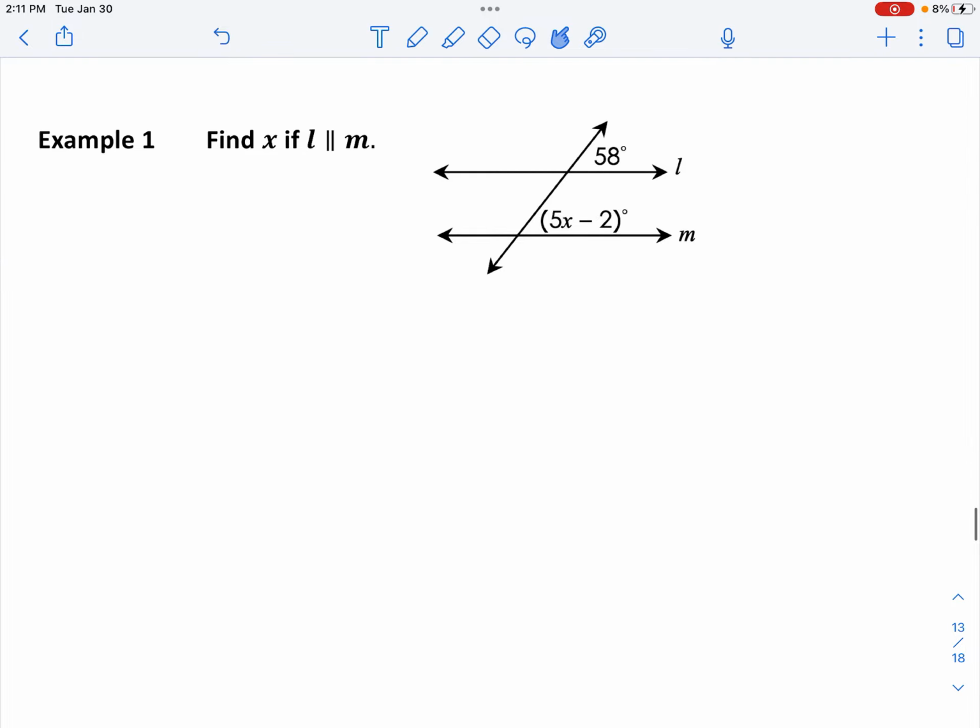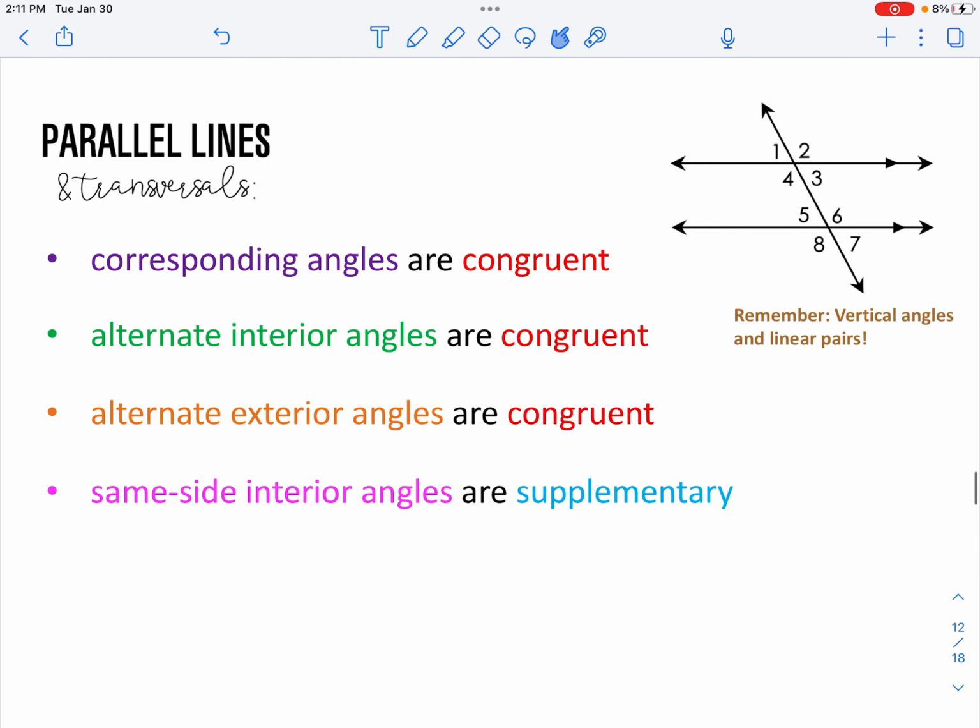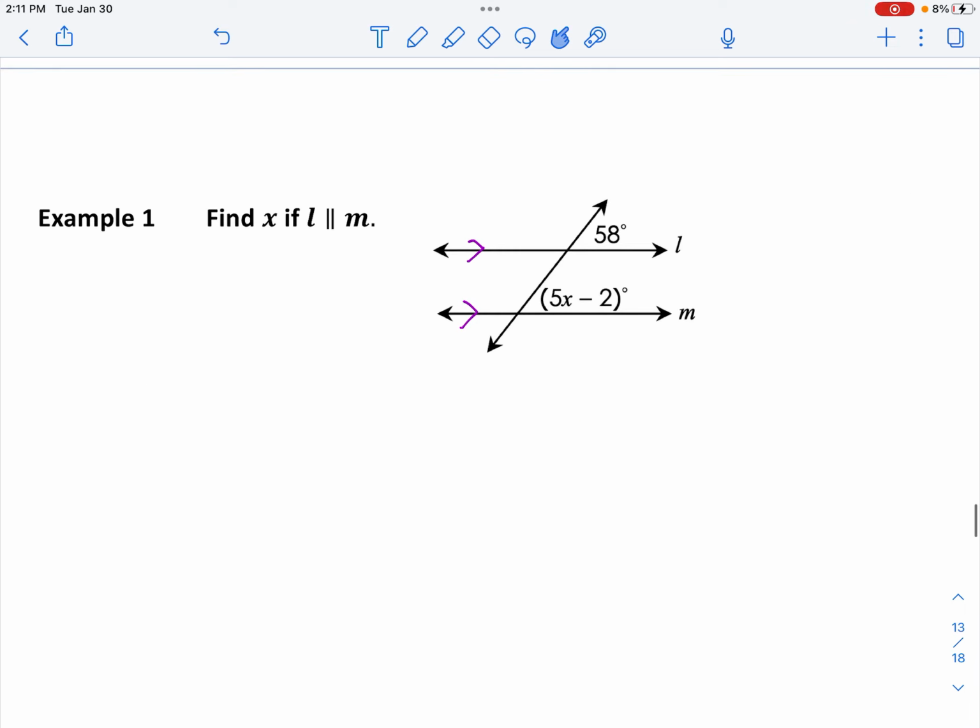Okay, so today what we're going to do is use the things that we talked about last time, but now add in some algebra. So this says find x if L is parallel to M. So line L and line M are parallel. So if they're parallel, now I'm going to look at these 2 angles here. Notice that these 2 angles here are both in the same position and both on the right. So that makes them corresponding angles. We know that based on this previous slide that we talked about, corresponding angles are congruent. So I know that these have to be equal to each other because they're in corresponding positions.